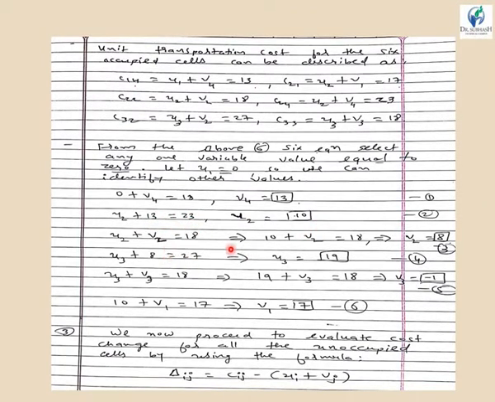Similarly all the other values are obtained in the same way. Now if you go for this, u2 plus v2 is equal to 18, then you have already obtained in the second equation u2 is equal to 10. So put 10 over here, so v2 is equal to 8. All the other values are obtained in the same way, which I have explained over here.